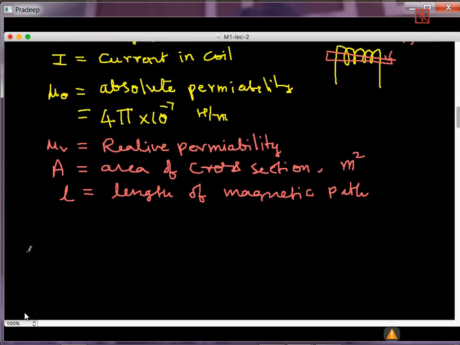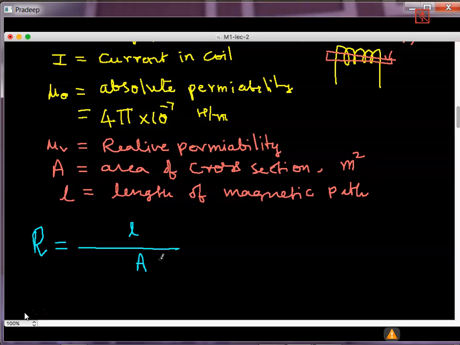What we can calculate is reluctance. Here I'm using the symbol R for reluctance. Reluctance is directly proportional to the length of the magnetic path. The longer the path the magnetic field has to travel, the more the reluctance, and it is inversely proportional to the area of cross section. If the area of cross section is more, it is easier for the magnetic flux to flow. This is similar to resistance: if a thicker wire is there, resistance is less. The constant of proportionality is mu naught into mu r.